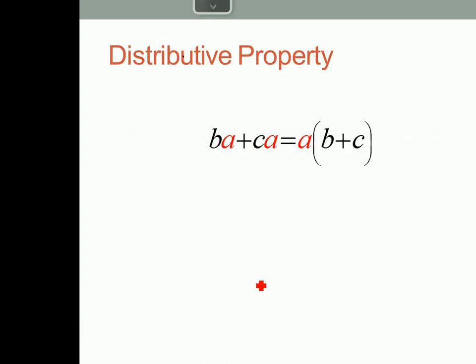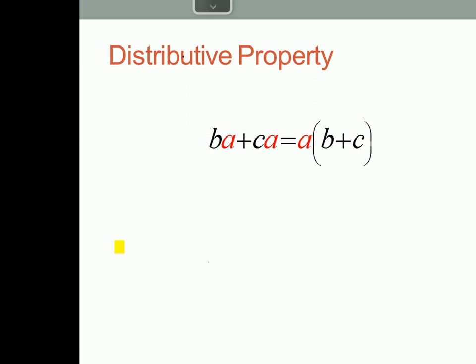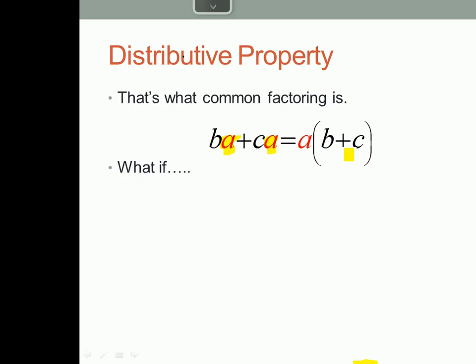Let's move on. Distributive property clearly states this. If the distributive property states that BA plus CA equals A times B plus C, then really looking at it, the A's right here and here are being factored out, right? It's being factored out here, and you're left inside with B plus C. That's what distributive property says. Common factoring is basically backwards distributive property, just what it is.